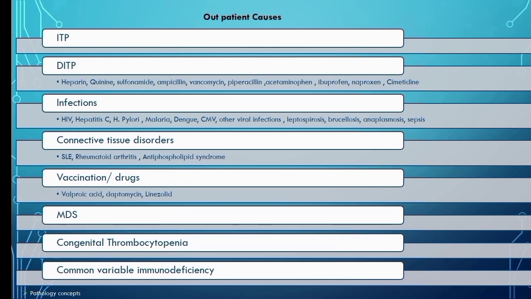Let's have a look at some of the causes of thrombocytopenia. We will divide the causes into the outpatient causes and the inpatient causes. ITP is immune thrombocytopenic purpura and DITP is drug induced ITP. Examples of the drugs are heparin, quinine, sulfonamide, ampicillin, vancomycin, piperacillin, ibuprofen, naproxen, cimetidine, etc.